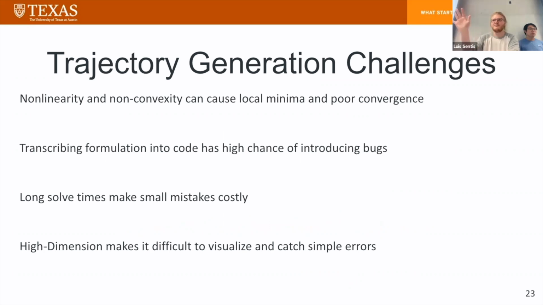Okay, we're getting through the thick of it. So some of the big challenges: nonlinearity and non-convexity cause poor convergence and getting stuck at local minima. Transcribing the formulation into code has a really high chance of introducing bugs. Implementing this is literally taking that math slide and putting it in MATLAB. It sounds easy, just do it, but it's so difficult to debug something like this. Long stall times make small mistakes costly, and the high dimension makes it very difficult to visualize.